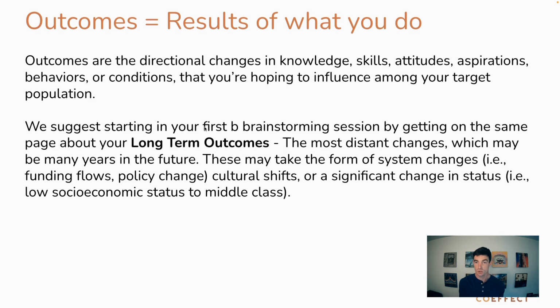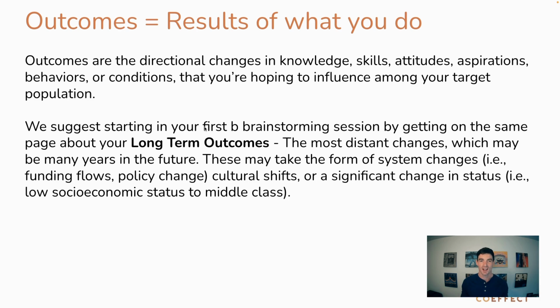So start by just brainstorming some of these, and they might be system changes, they might be cultural shifts, significant changes in status for an individual. Think about your long-term outcomes first, and just start thinking about it at this stage. In another video, we'll talk about breaking out some of your shorter-term and medium-term outcomes as well.